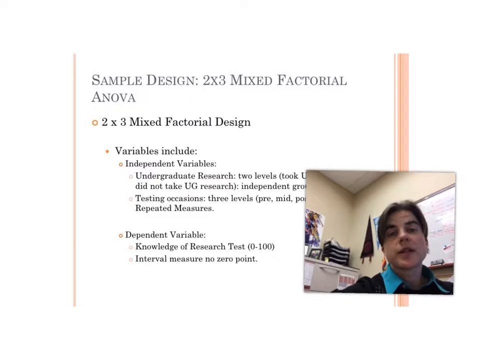In this video, I'm going to present an example for a mixed factorial ANOVA. Remember, to be a factorial ANOVA, you need to have two or more independent variables, and to be mixed, you have one of those independent variables as independent groups, the other independent variable as repeated measures.